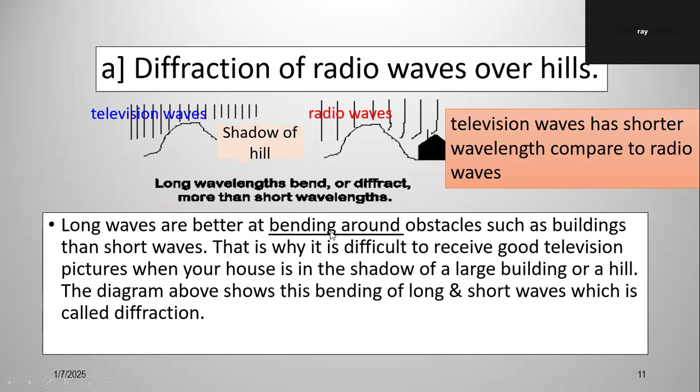Long wavelengths are better at bending around obstacles such as buildings than short wavelengths. That is why it is difficult to receive a good television picture when your house is in the shadow of a large building or hill. The diagram shows the bending of long and short waves. That's called diffraction. There's short wavelength, there's longer wavelength.